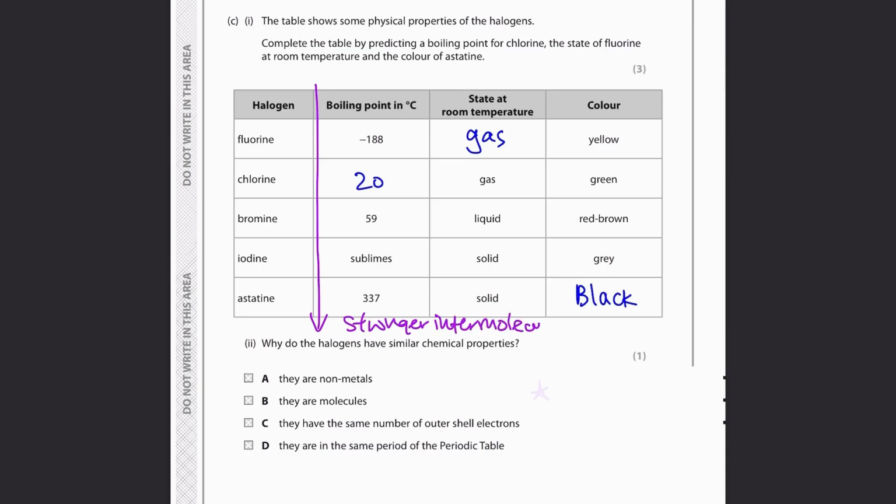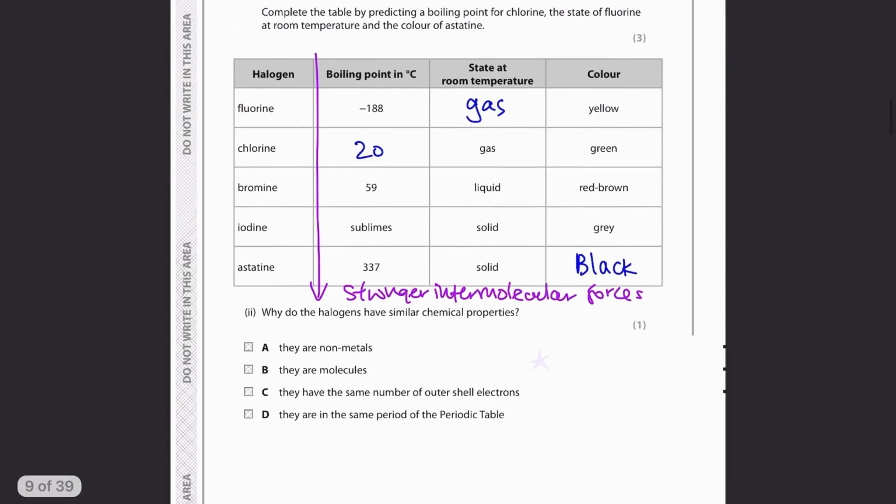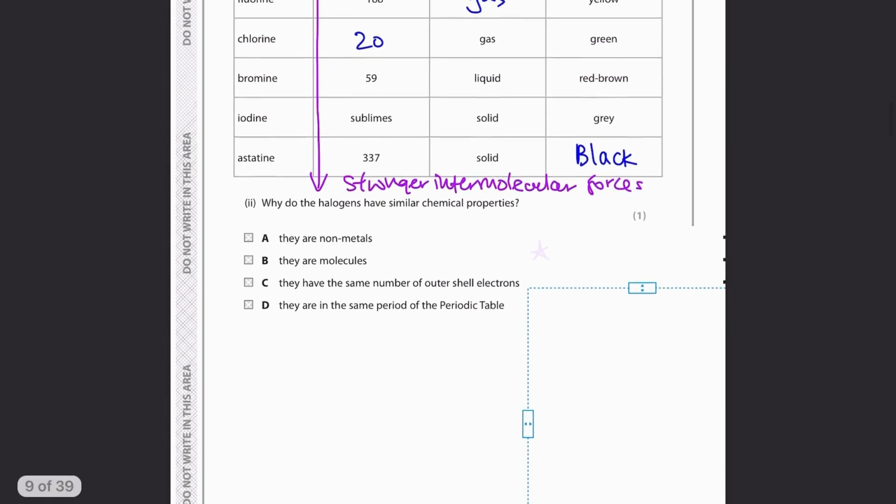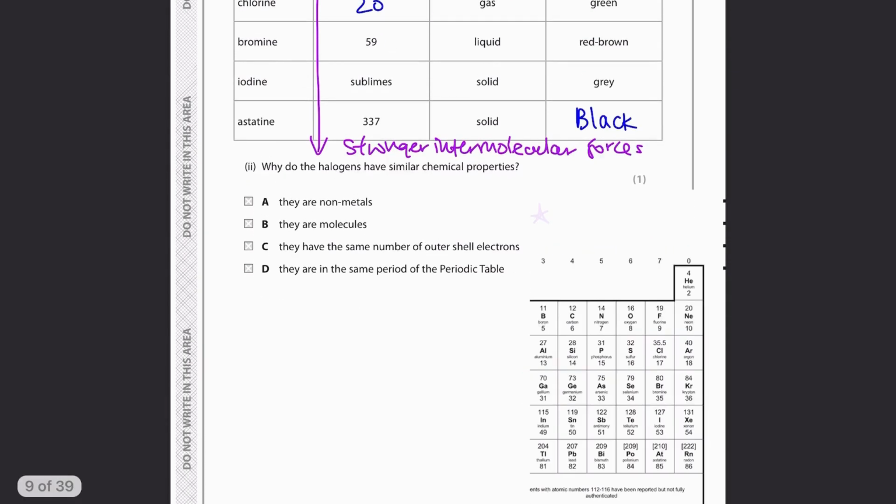Intermolecular forces. Okay, right. Part 2, why do the halogens have similar chemical properties? Okay, guys, when you hear the word chemical property, you need to think group number, okay? Group number. So chemical properties, halogens, right? Group 7. So chemical property is related to the group number.